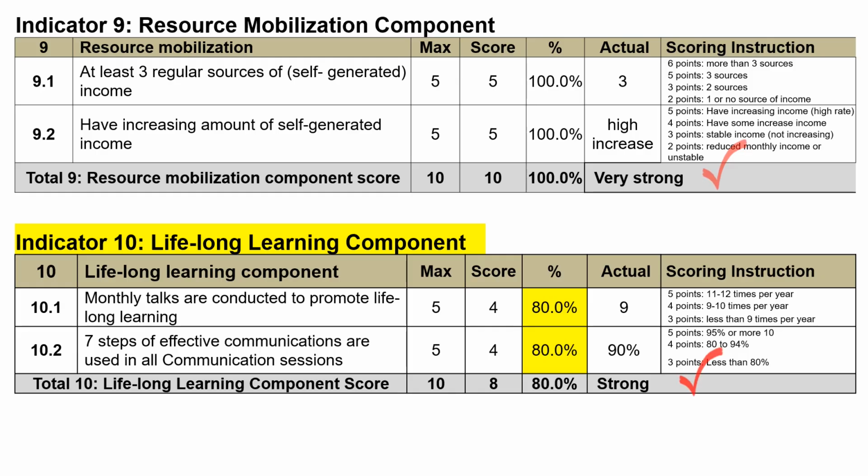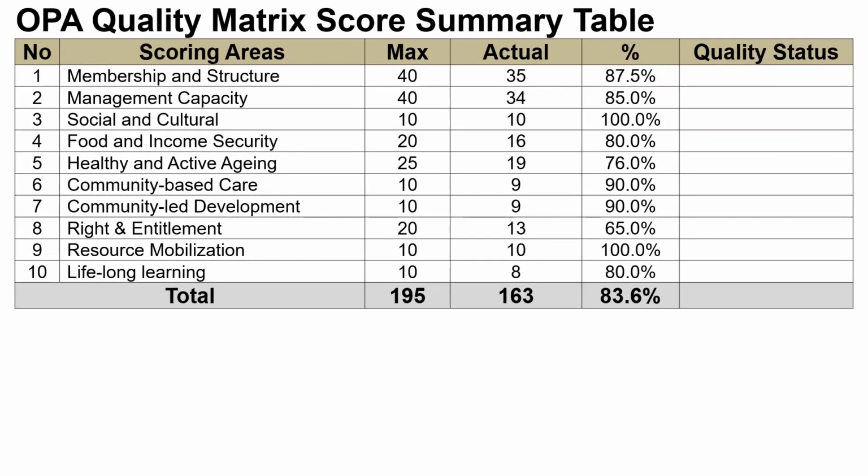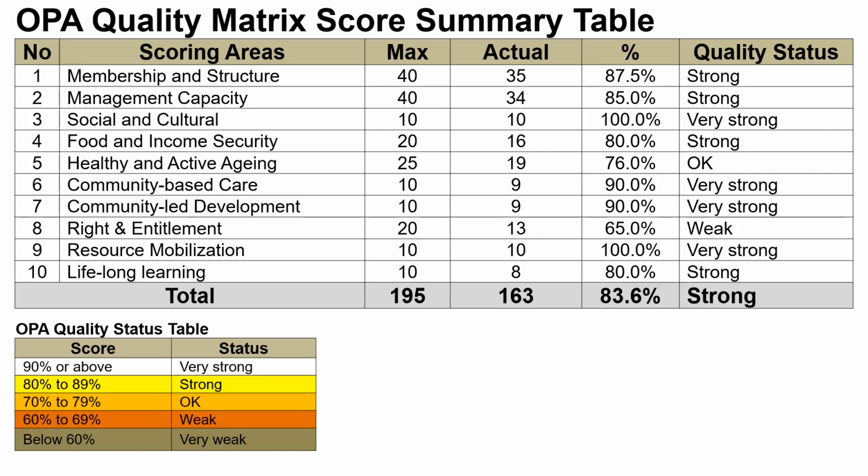The last table is the OPA Quality Matrix Score Summary Table, which has the maximum and actual score of the 10 OPA main indicators and its percentage. This OPA has a quality matrix score of 83.6. Finally, using the OPA quality matrix table, the quality status of each indicator can be calculated. This OPA quality matrix status is therefore strong.